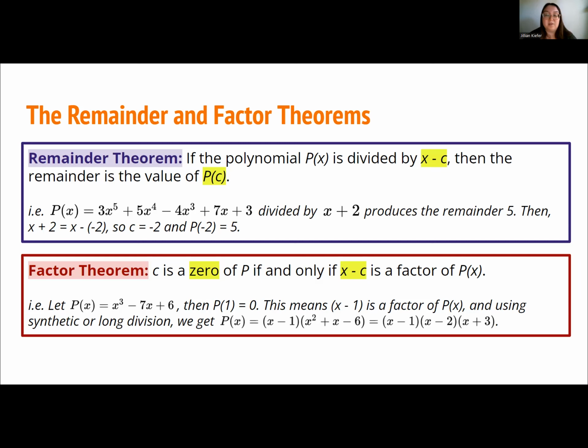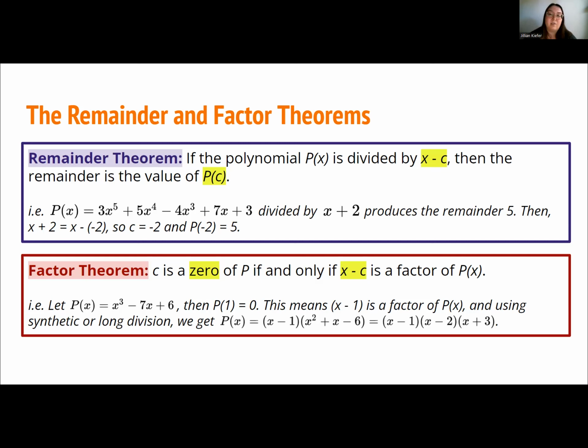You would have some value of c. You use the remainder theorem to plug it into the polynomial, and the remainder is 0. That means that we call c a 0, because it means that when we plug in this value into our polynomial, the result is 0. That also means that x minus c is a factor of the polynomial.